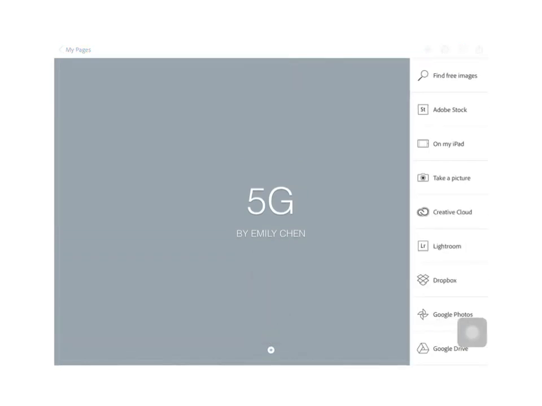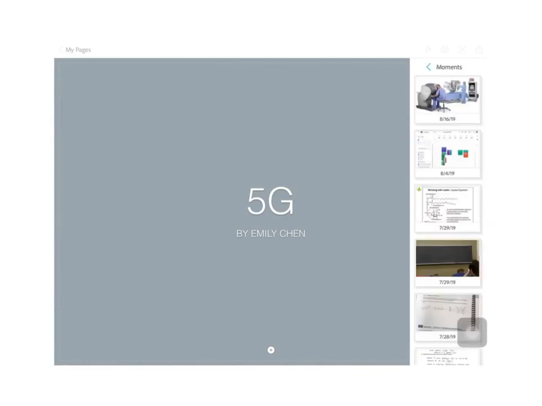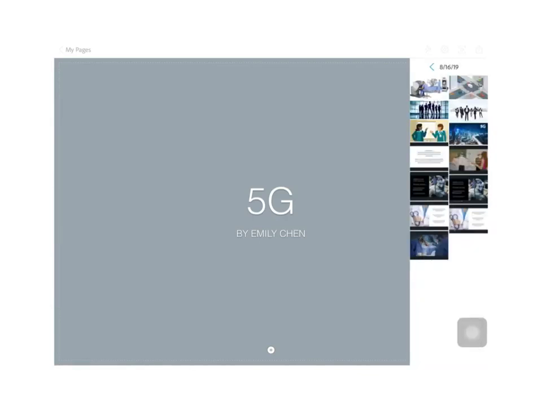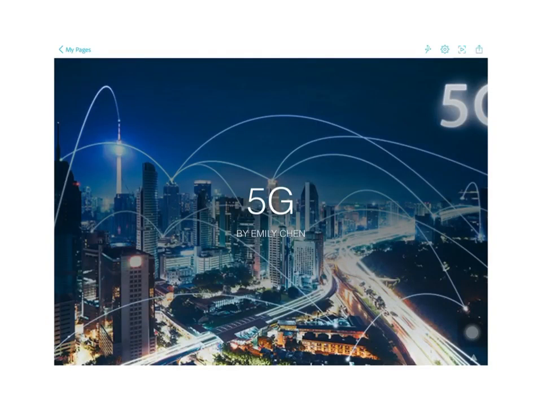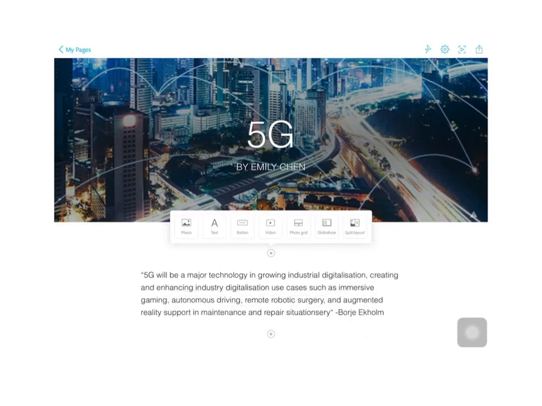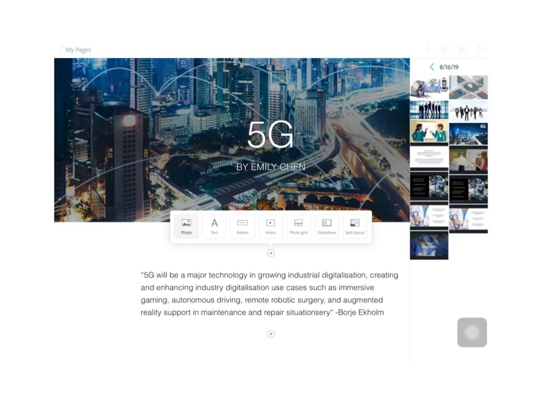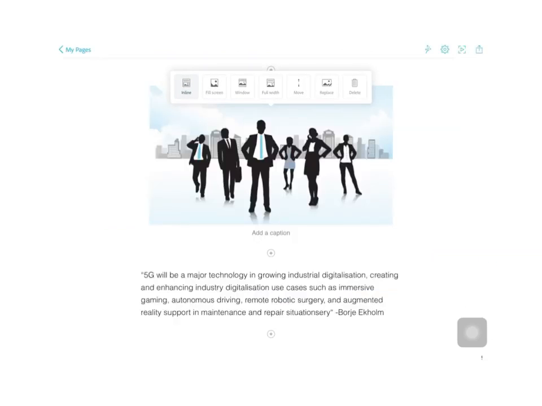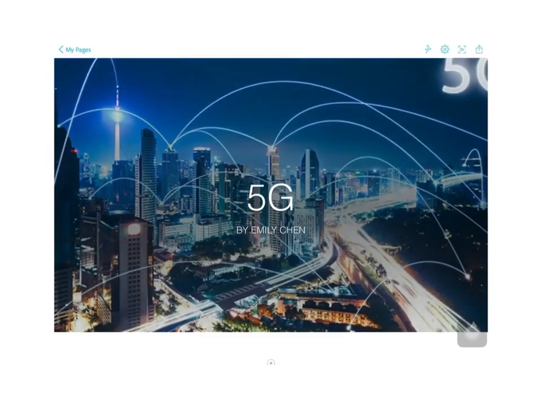To add pictures, you can press the plus button and then the sidebar will pop up and you can choose photos from stock images or your own photos you saved to your iPad. You can select different layouts such as photo grid, glide show, or split layout, or you could just add a picture in front of your text.